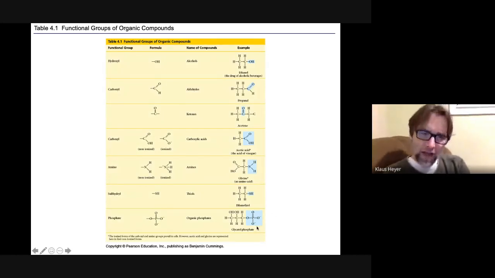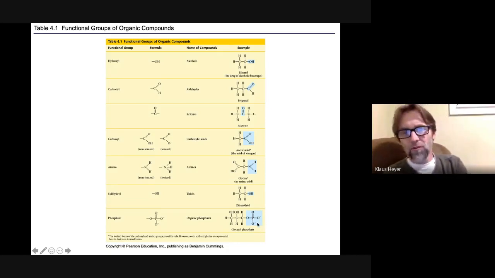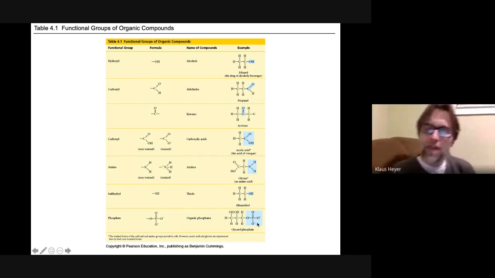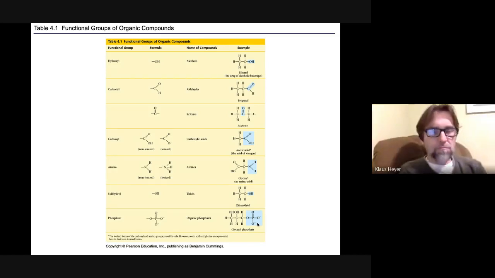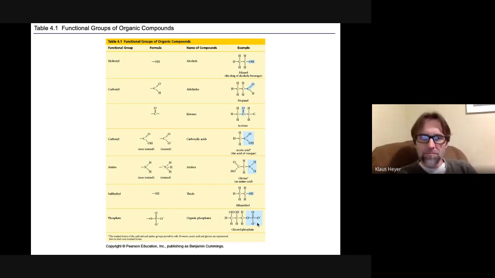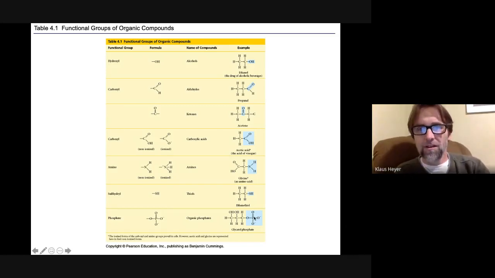That's all you need to know. This last one, which is called a phosphate, is the only one with phosphorus. You're going to see that a lot. You're going to see it when we talk about DNA, RNA. You're also going to see it when we talk about this molecule called ATP. You're going to see this phosphate group. Again, we don't really care about the rest of the molecule at this point. We're just talking about these different functional groups which are in blue.